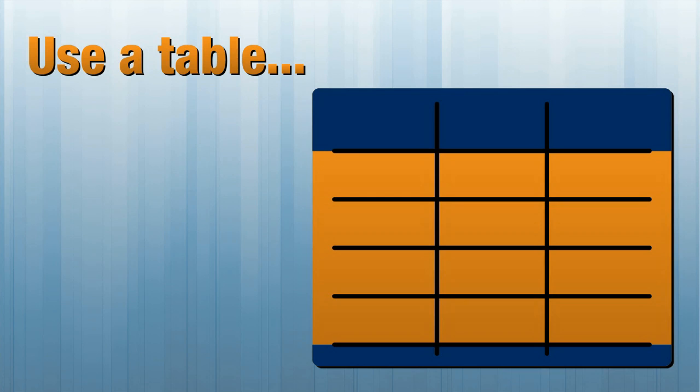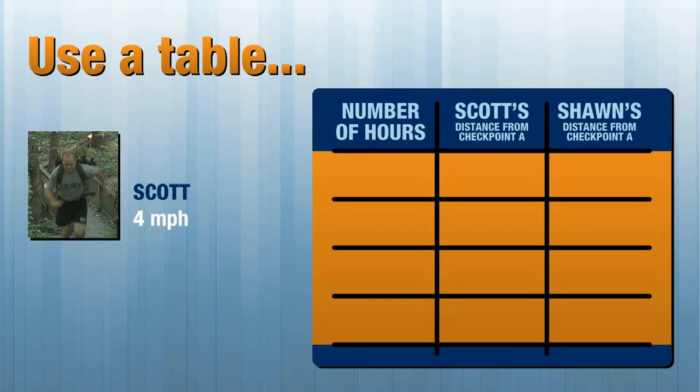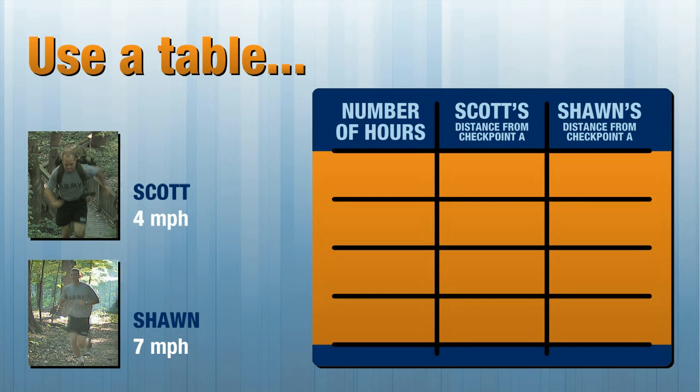The heading of the 3 columns for this table are number of hours, Scott's distance from checkpoint A, and Sean's distance from checkpoint A. You should remember that Scott was traveling 4 miles per hour and Sean was traveling 7 miles per hour. When Sean started, he was at mile marker 1 and Scott was at mile marker 10. After 1 hour, Sean had traveled 7 miles and was at mile marker 8, and Scott had traveled 4 miles and was at mile marker 14.